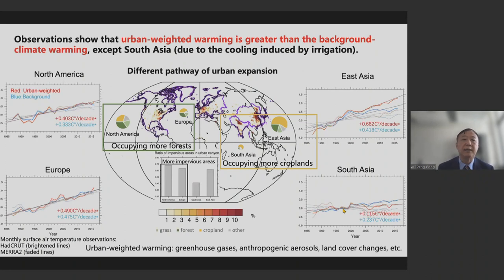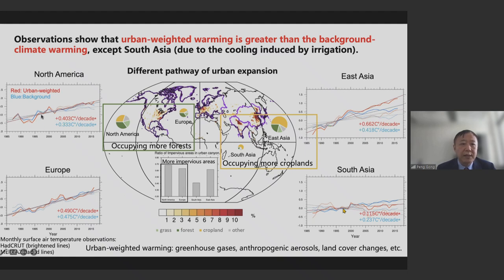So recently, these are the 3 meter resolution mapping, and this set of slides is not published yet. Recently we did a global study. We found observations showing that urban weighted warming is greater than the background climate warming in rural areas, except for South Asia, for some reasons. You see, for North America, the urban weighted warming from 1985 to 2015 is the red line, and the background is the blue line.